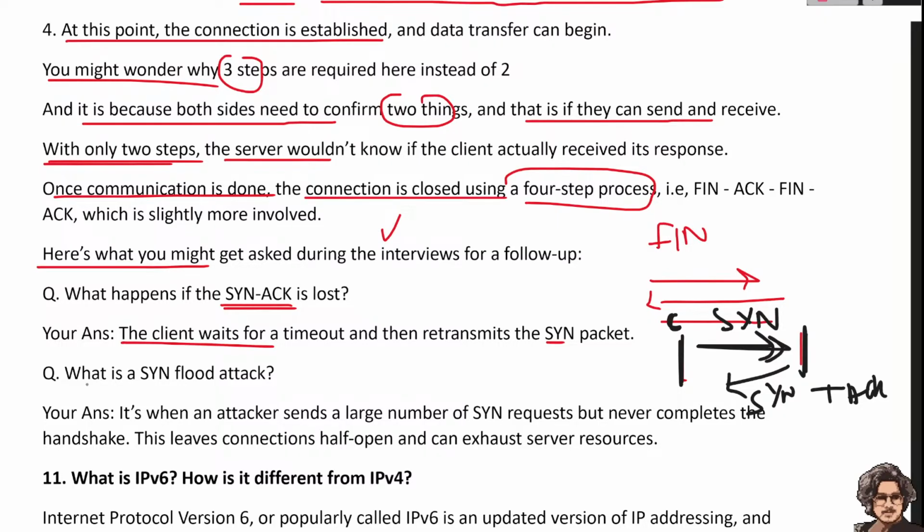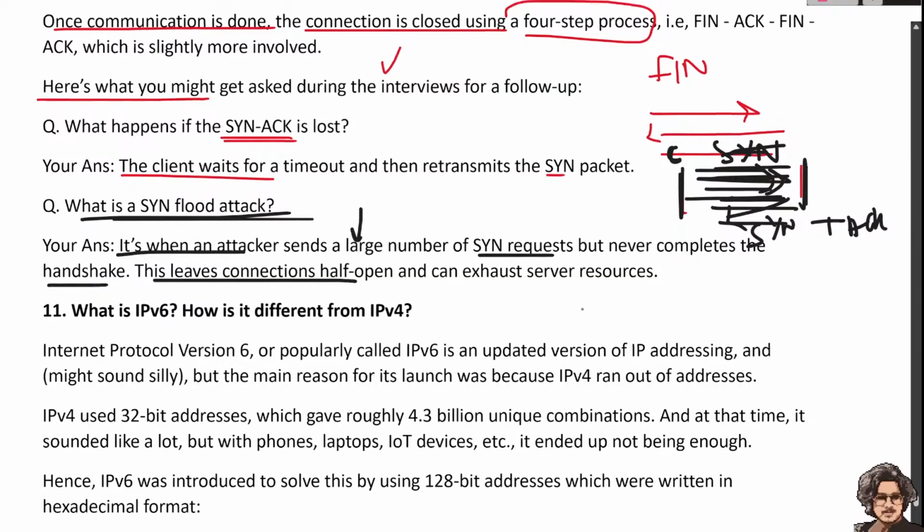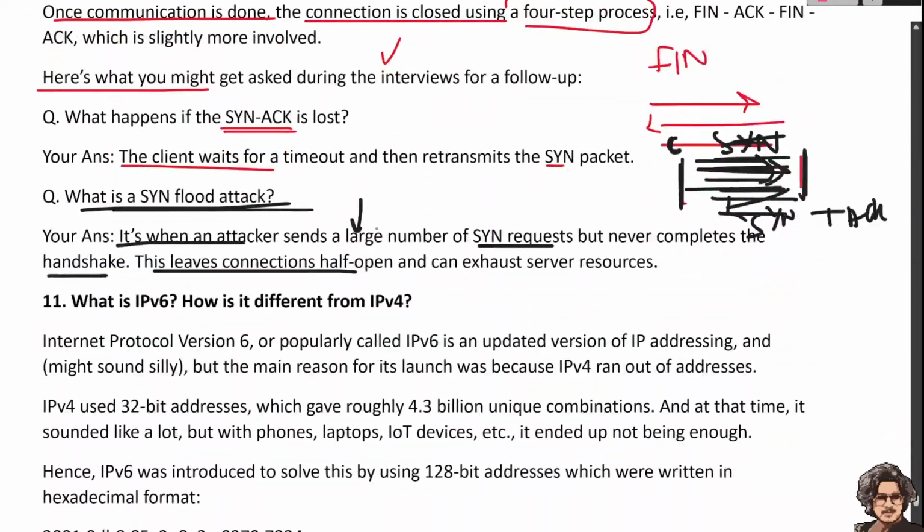Okay, what is a SYN flood attack? It is when an attacker sends a large number of SYN requests but never completes the handshake. This leaves connections half open and can exhaust the server's resources. So the attacker sends a large number of SYN requests to the server and never completes them, so it will affect the server side. So this is the three-way handshake in TCP.